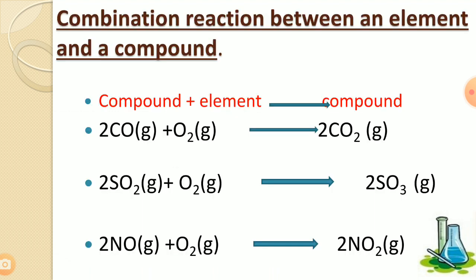Now this is the second type of reaction in which an element combines with a compound to give another compound. So carbon monoxide reacts with oxygen to give carbon dioxide. Sulfur dioxide reacts with oxygen to give sulfur trioxide. Nitric oxide reacts with oxygen to give nitrogen dioxide.